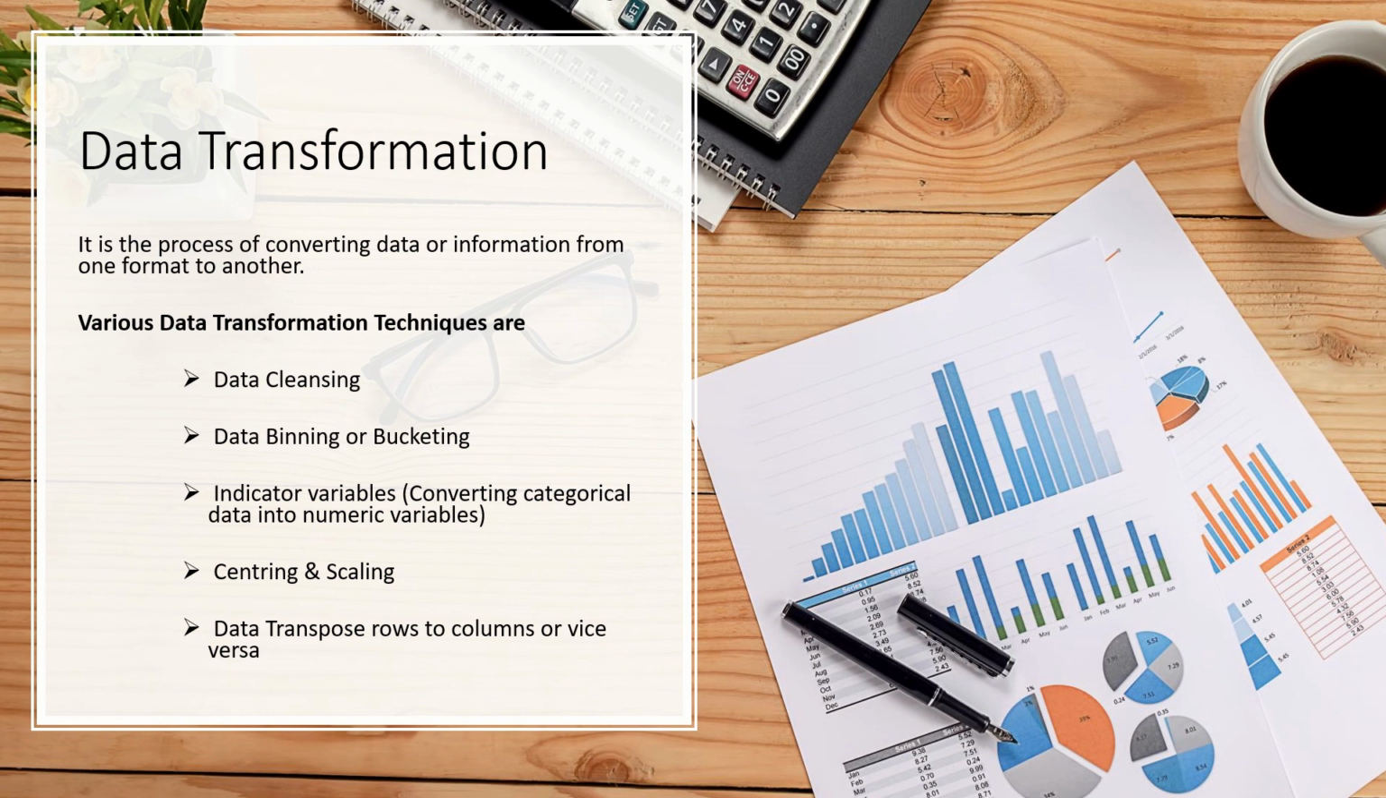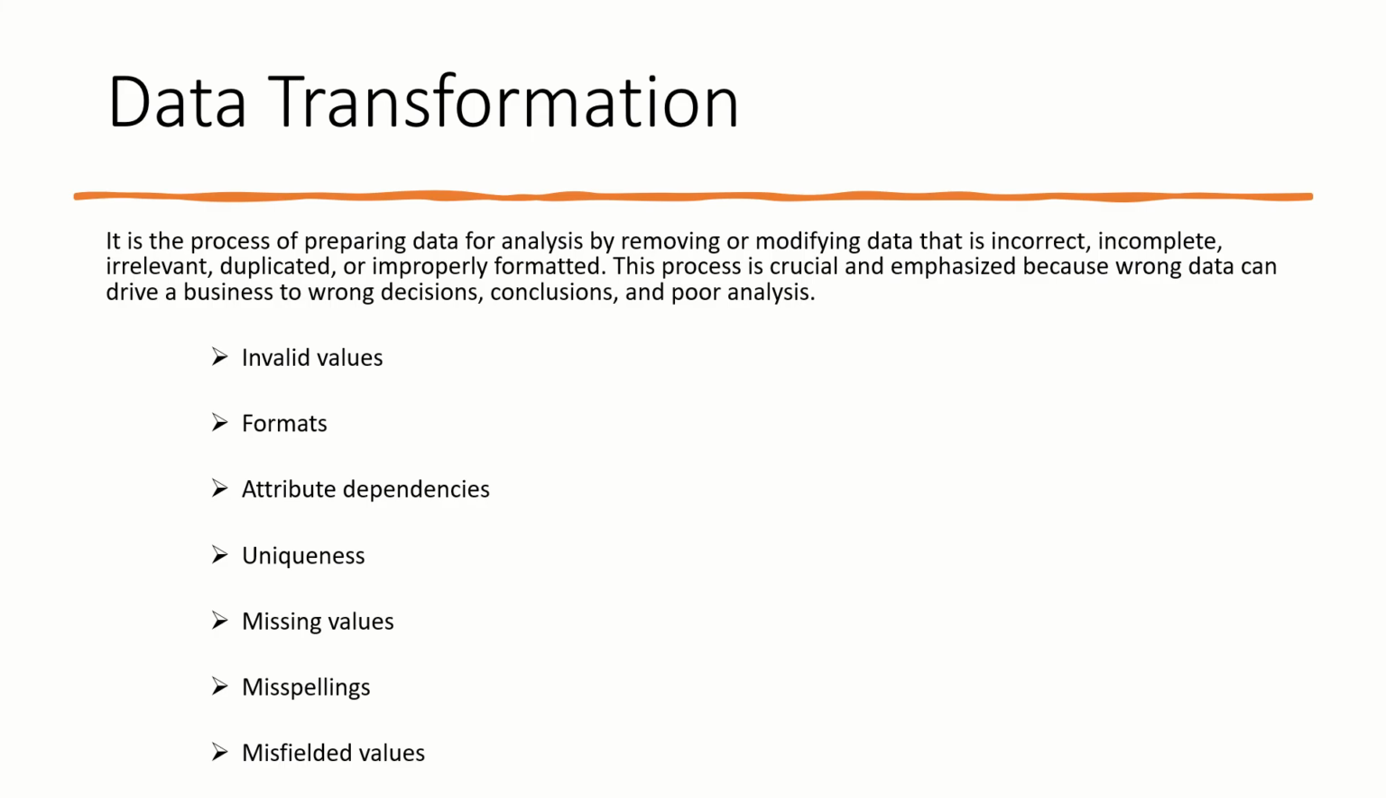Data transformation is a process of converting the data or information into another format. So the various data transformation techniques used are data cleansing, data binning or bucketing, indicator variables, centering and scaling, and data transpose, rows into columns or vice versa.